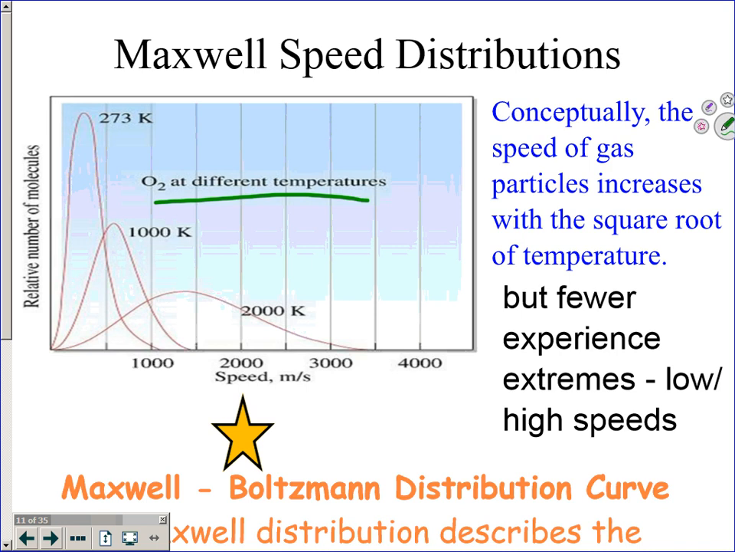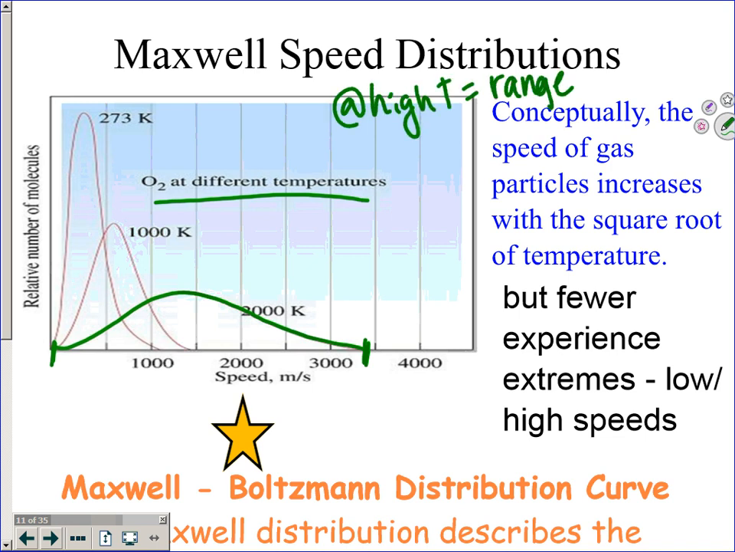Okay, so there are 2 things you should be realizing. The 2000 Kelvin here has a wide range of velocities because the hotter you are, the faster you go. But not all of them move faster. A portion of them move faster. So we notice that at high temperatures, they have a bigger range.